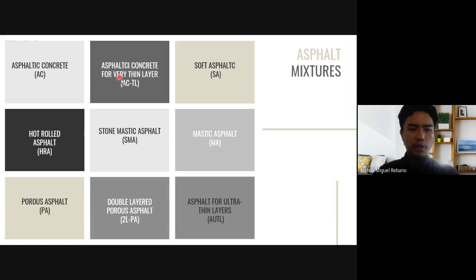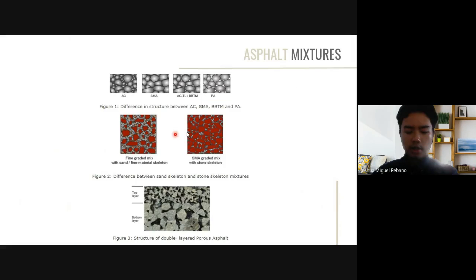So different types of asphalt mixtures. We have asphaltic concrete for very thin layers, soft asphalt, hot rolled asphalt, stone mastic asphalt, porous asphalt, double layered porous asphalt, and lastly asphalt for ultra thin layers. So these are the differences of the asphalt mixtures. Mainly, their differences are caused by their gradation. As we can see, our AC has a well graded mixture compared to SMA, ACTL, and PA, which are not uniformly graded and have lots of voids here.